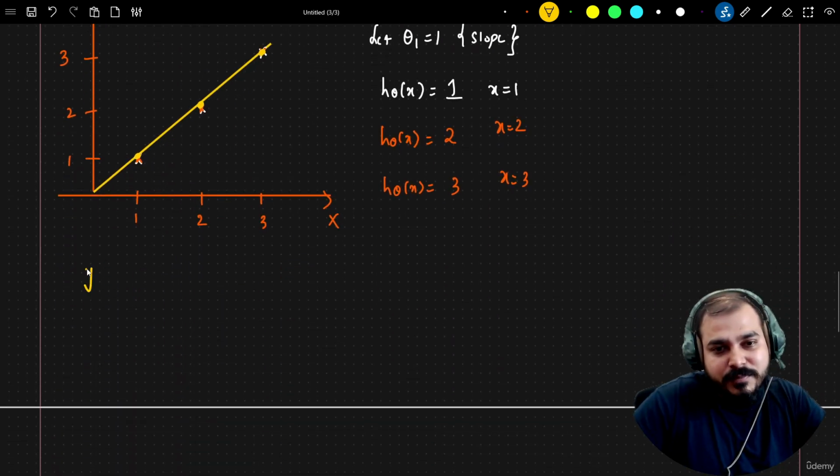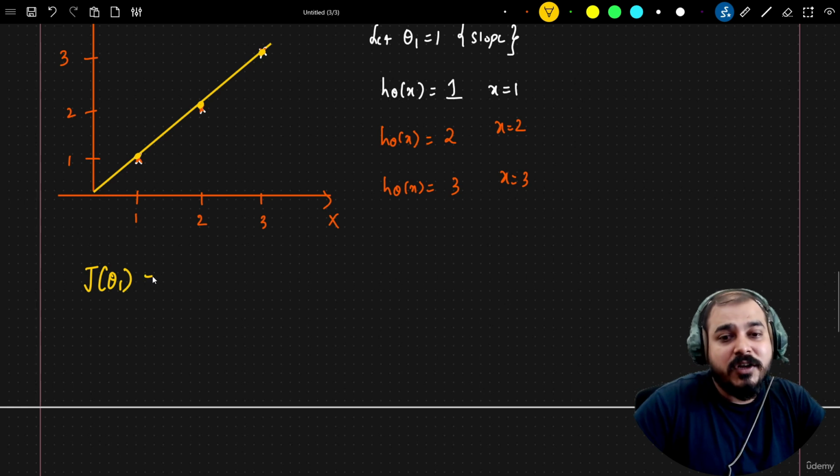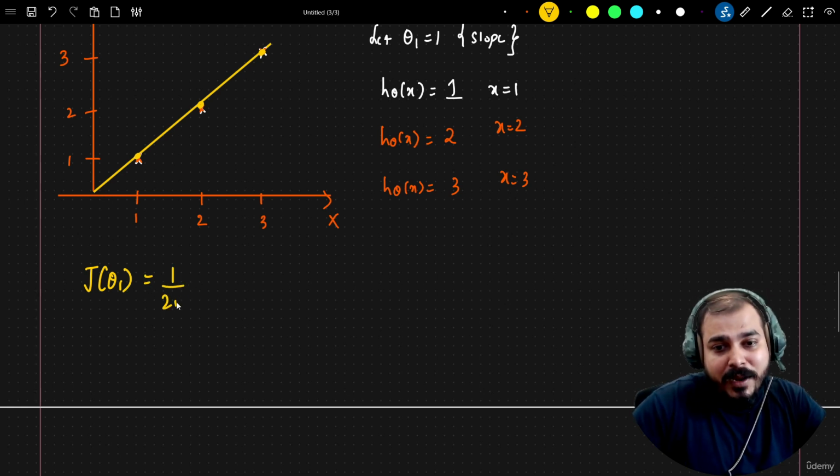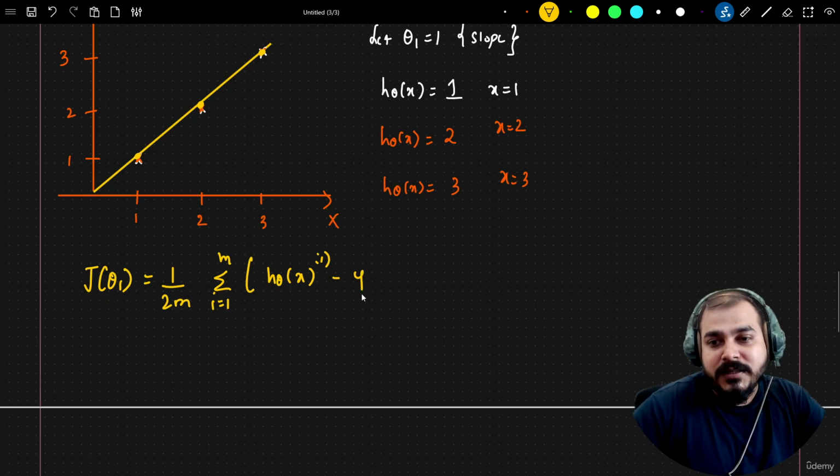My cost function is very simple. I will write J(theta 1) because theta 0 is 0, right? It is passing through the origin. So I will write 1 by 2m summation of i equals 1 to m, and here I will say h theta of x(i) minus y(i) whole square, right?